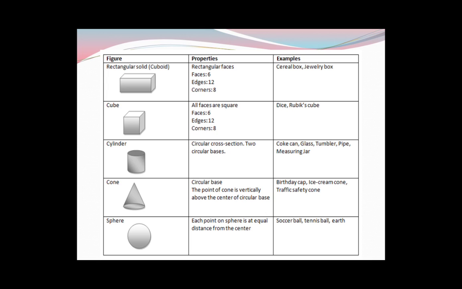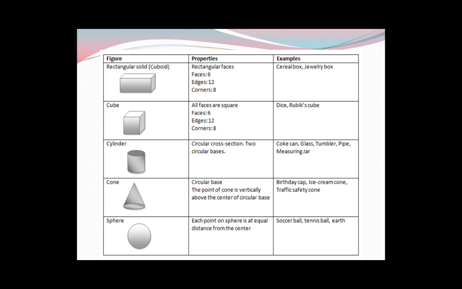Now let us see the properties and examples of solid figures. So first is rectangular solid or cuboid. So the property is rectangular surface, right? Cuboid has a rectangular surface. There are 6 faces, edges are 12 and corners are 8. Examples: cereal box, right? Then jewelry box. These are the examples of cuboid.